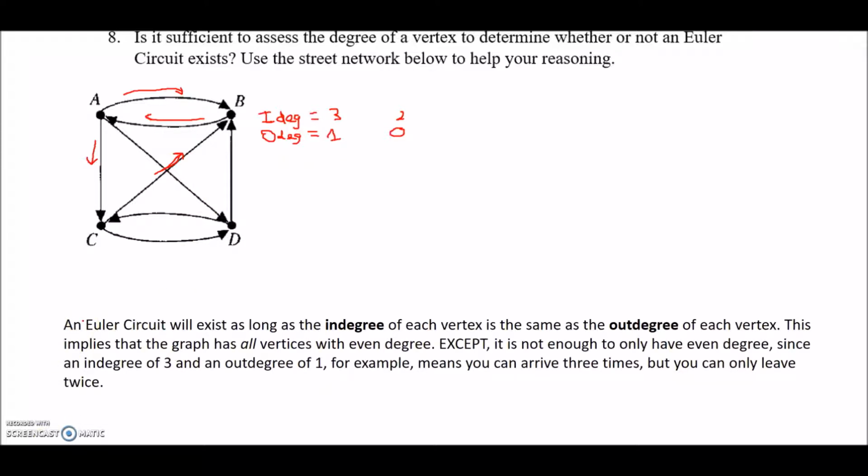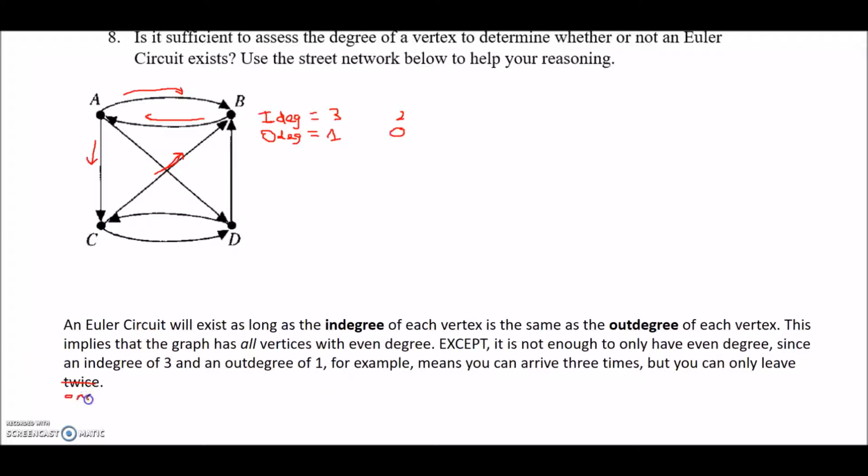An Euler circuit will exist as long as the in degree of each vertex is the same as the out degree of each vertex. This actually implies that the vertex will have an even overall degree, because if you have, say, an in degree of 3 and an out degree of 3, that means you technically have 6 edges, but the direction of those edges is very important. It is not enough to only have even degree, since an in degree of 3 and an out degree of 1, like our vertex B, means you can arrive 3 times, but you can only leave once.